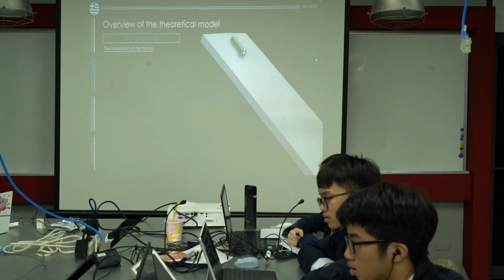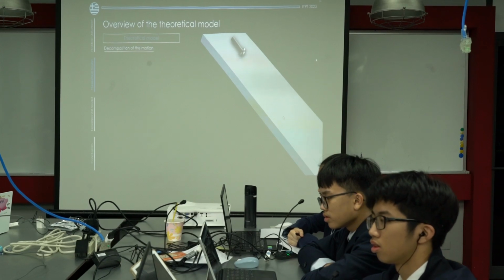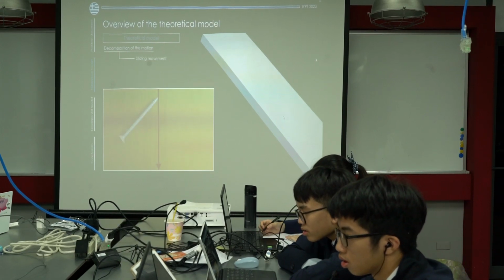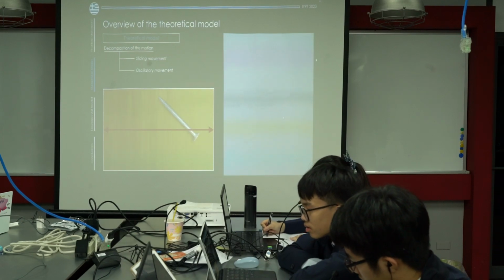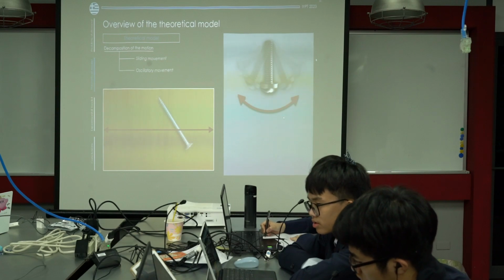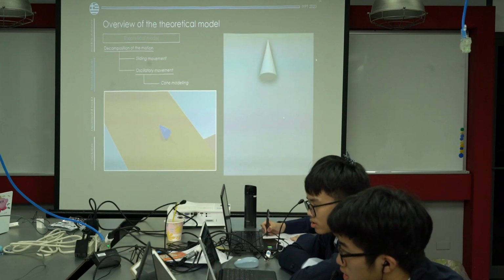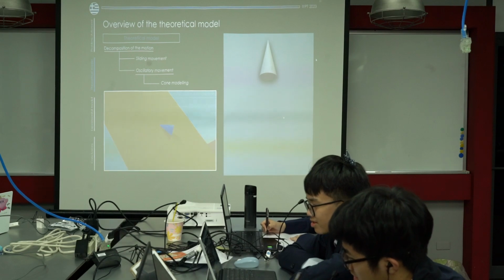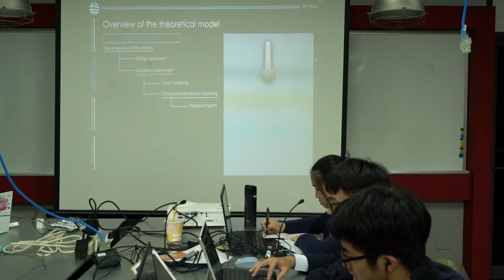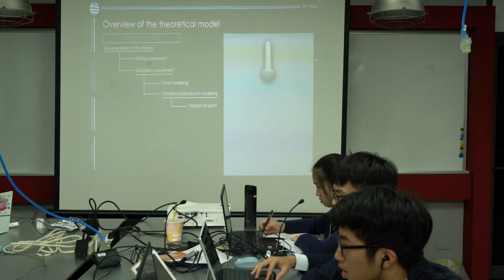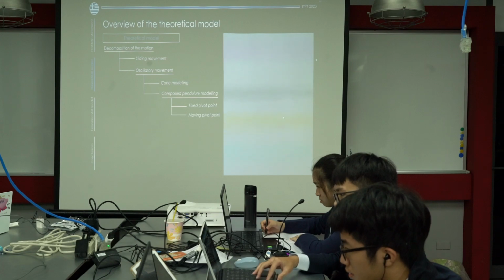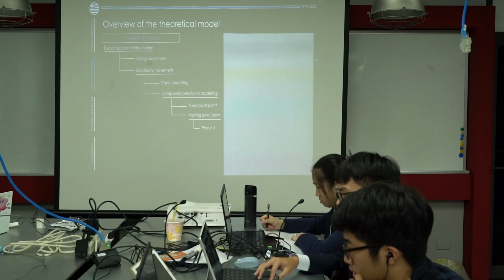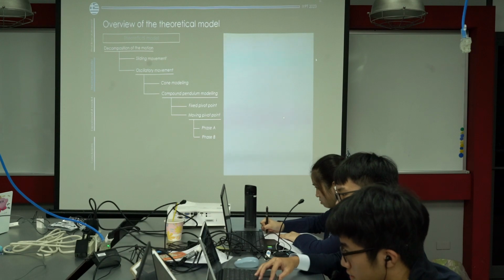As you will see, we decompose the motion of the screw into two axes, namely the vertical axis, in which sliding movement occurs, as well as the horizontal axis, in which an oscillatory movement occurs. As far as the screw itself is concerned, first of all, we model the screw as a cone, later as a conical pendulum with a fixed pivot point, as well as a compound pendulum with a moving pivot point. The moving pivot point itself was divided into two phases, namely phase A and phase B, which we will also discuss later during the report.